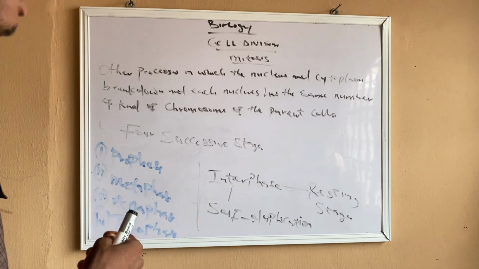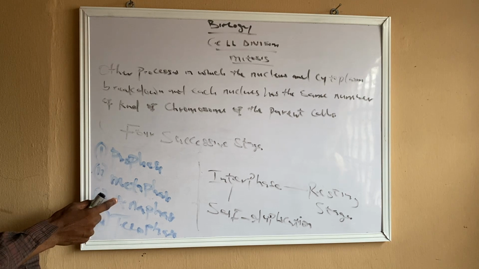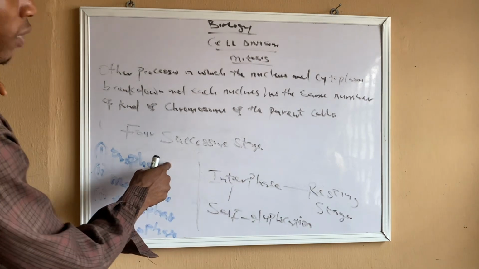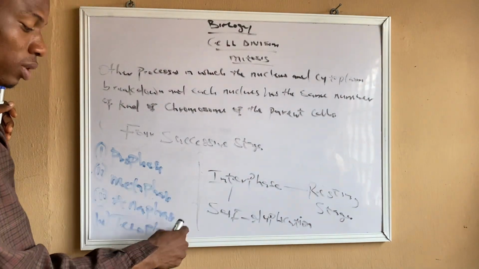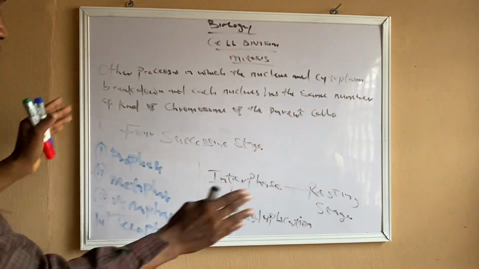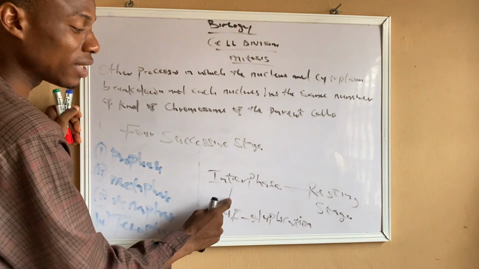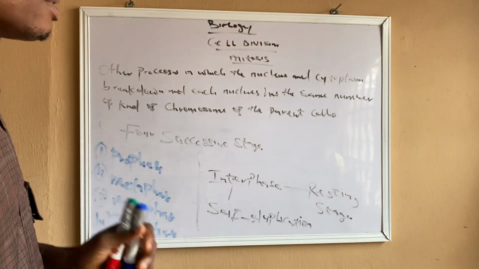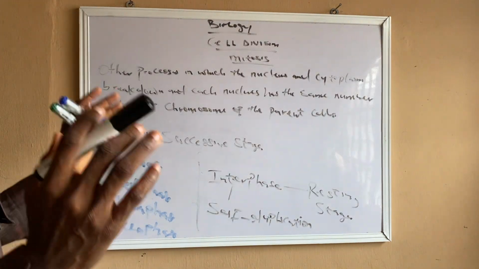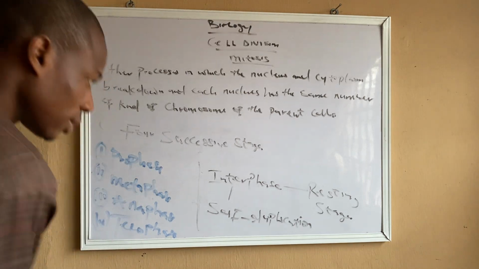It's not like meiosis where we have prophase 1, metaphase 1, anaphase 1, telophase 1, and after that we come back to prophase 2, metaphase 2, anaphase 2, telophase 2. It's different in mitosis. Meiosis doesn't have the resting stage, which is the interphase, where there is self-duplication. The cells duplicate themselves just to have the same number of chromosomes as the parent cells. Good.